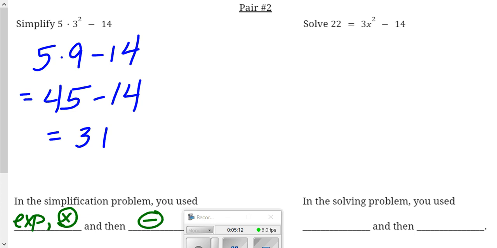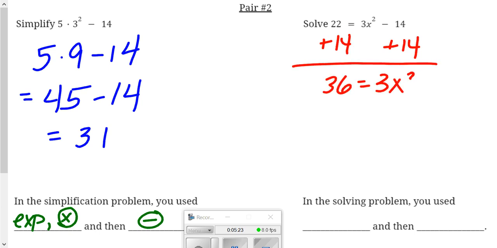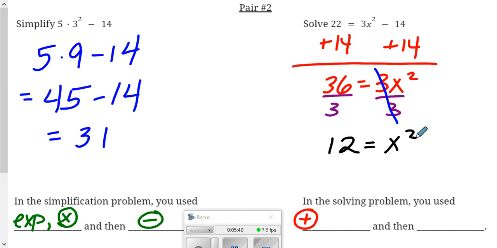On the algebra side, we're trying to get x by itself. We would add 14 to both sides. So the first thing I did was add. The next thing that we would do would be to divide both sides by 3. And then I need to actually do that division. 36 divided by 3 is 12. So then I used division.